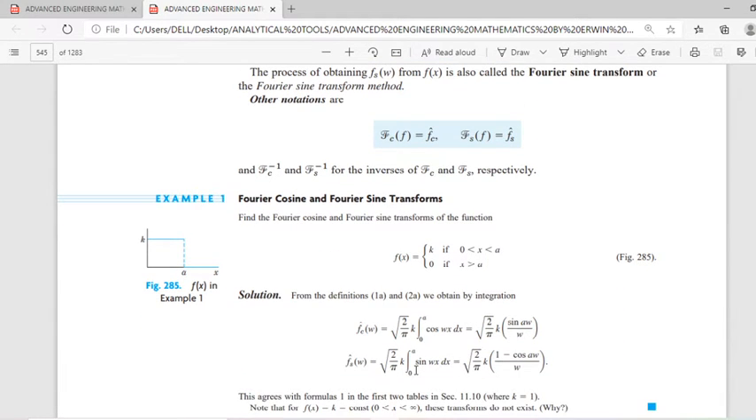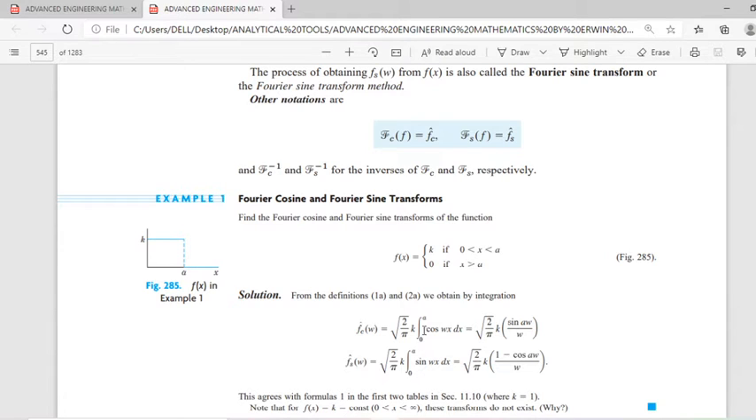You can look at this example of the Fourier cosine and sine transform. Find the Fourier cosine and Fourier sine transform of the function f of x equal to k if 0 less than x less than a, and 0 if x greater than a. So what is f c cap of w? It equals root of 2 by pi into, we can use the formula, integral 0 to infinity.